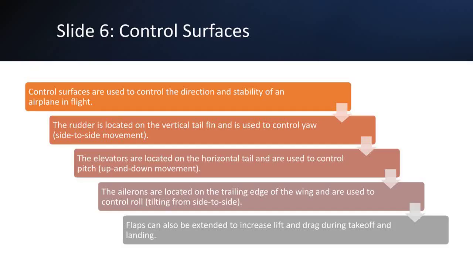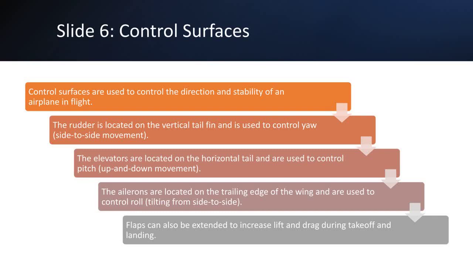Moving on to slide 6, we have control surfaces, which are used to control the direction and stability of an airplane in flight. There are three main control surfaces: the rudder, the elevators, and the ailerons. The rudder is located on the vertical tail fin and is used to control yaw, which is side-to-side movement. The elevators are located on the horizontal tail and are used to control pitch, which is up-and-down movement.